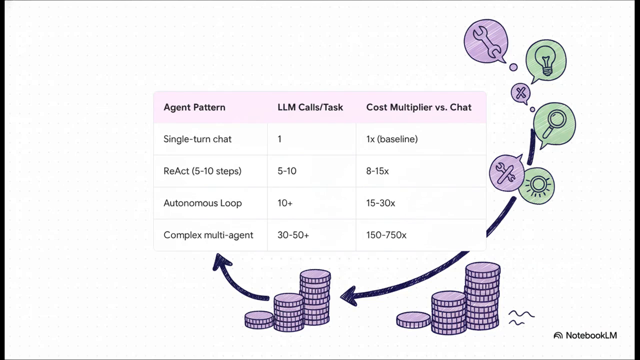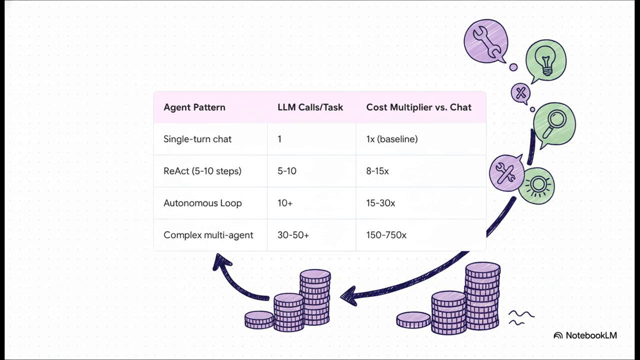All right, take a look at this table because it tells the whole story. You start with a simple chat, right? One LLM call, baseline. But then you move to something like a ReAct agent. Boom, you're already at 8 to 15 times the cost. Get to a complex multi-agent system, you're looking at 150 to 750 times the cost.